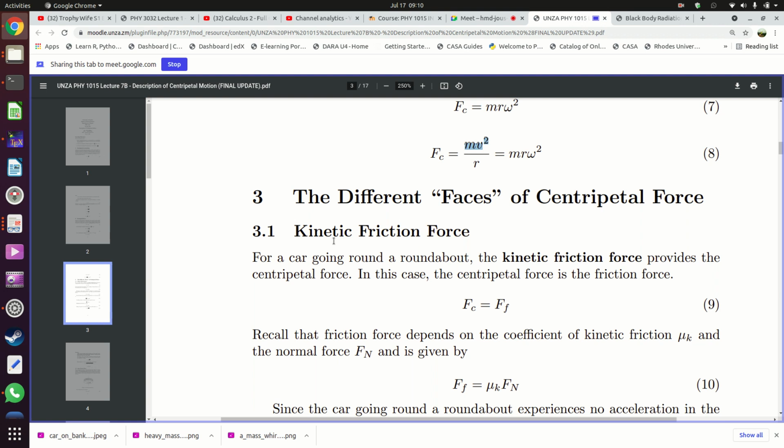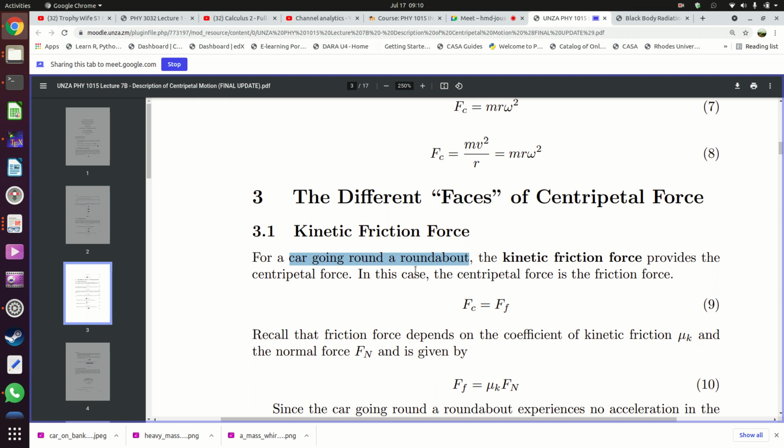For example, kinetic friction force. Kinetic friction force can provide centripetal force, especially in the case where a car is going round a roundabout. So if you are going round a roundabout, your ability to go around the roundabout depends on the friction between the tires and the roundabout. And that friction is what is referred to as kinetic friction force, since the car has to move.